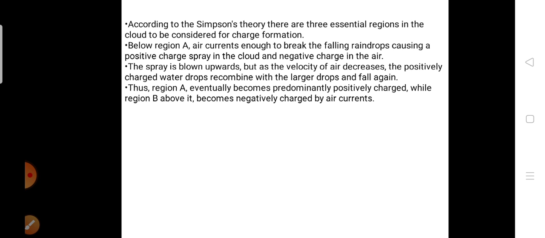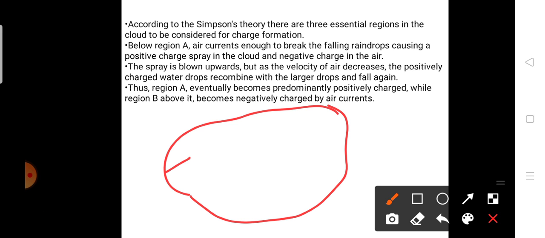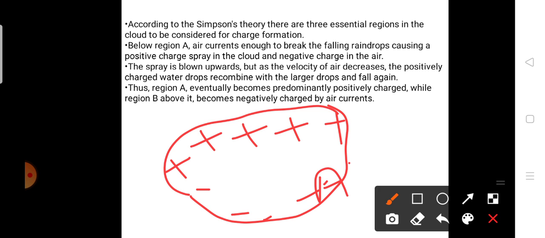So you have to remember the figure, I had shown you three regions. One region, where the topmost of the cloud is positively charged and the bottom is negatively charged, this would be my region A. Then above region A I have region B, above region B I have region C. Just remember this figure. I'll go on explaining Simpson's theory for region A.